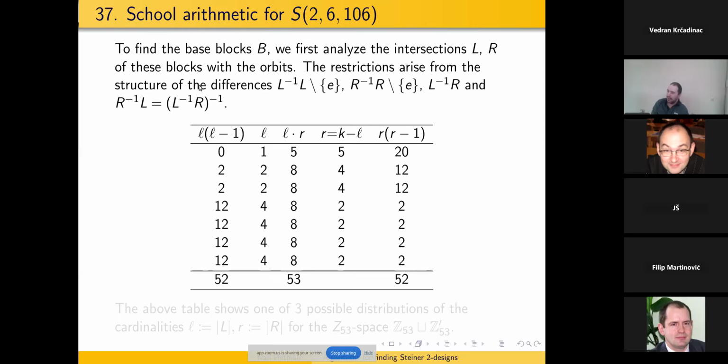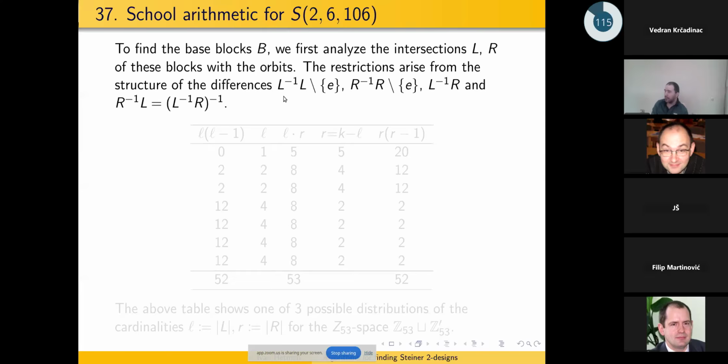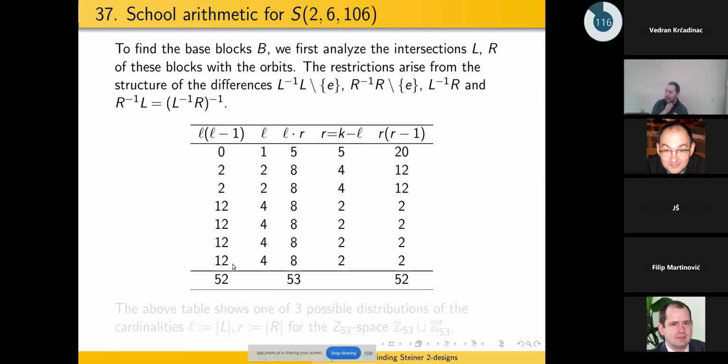As you can see, the structure of these differences is L inverse times L without the neutral element. The group that was acting is Z53, and here we have these differences. So we should cover by the differences 52 actual differences. For differences between the orbits, 0 can also be included. So this is the reason why here it is 53, and these 52 differences should also be covered.